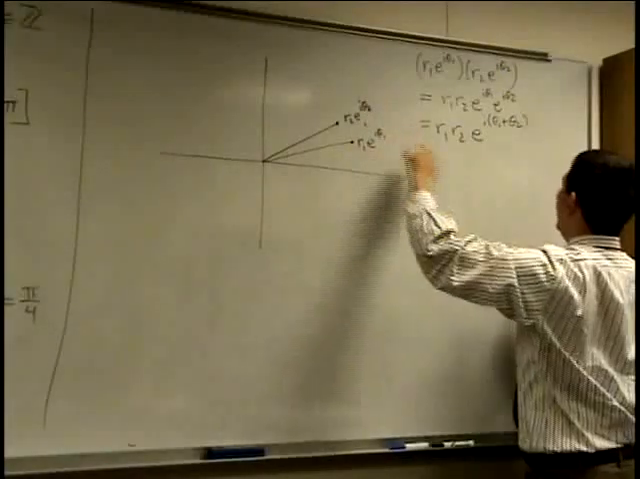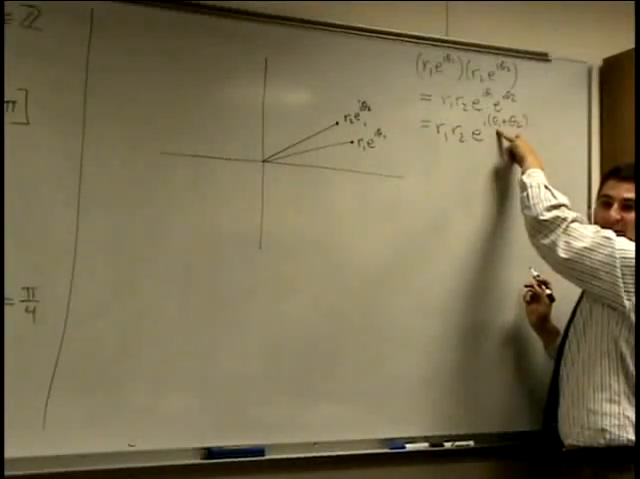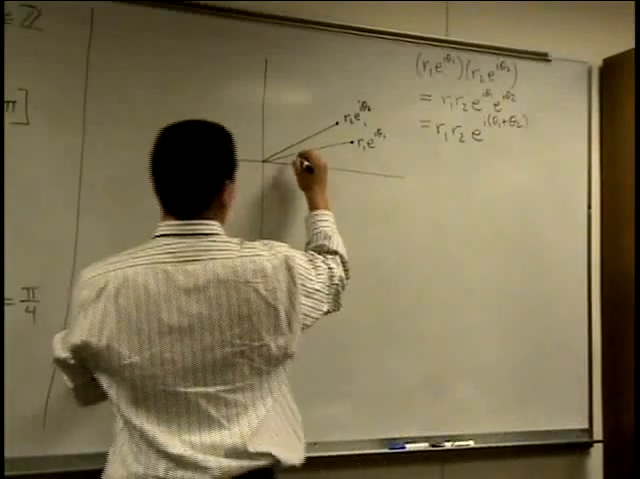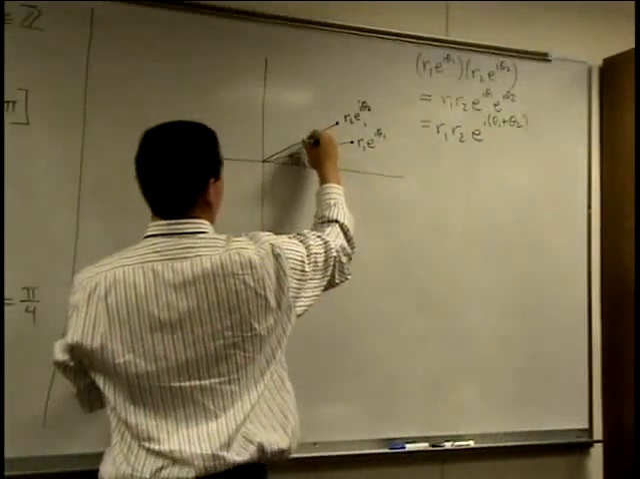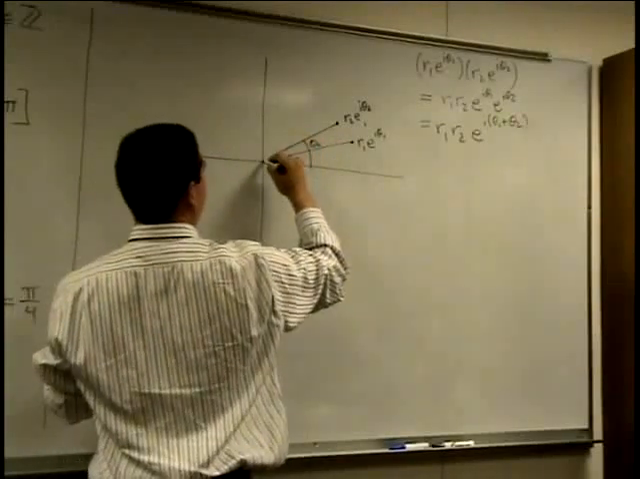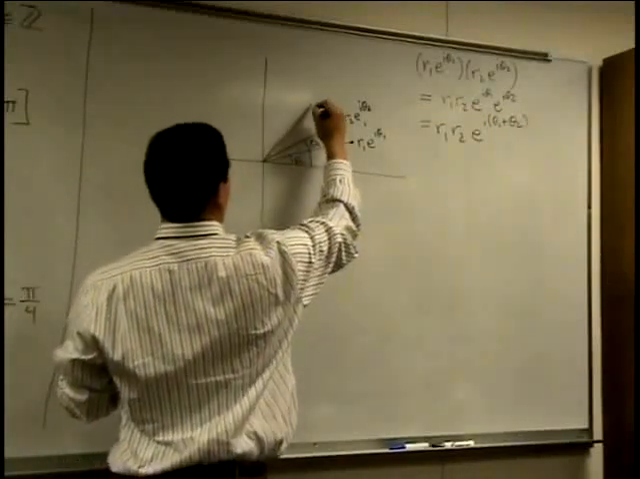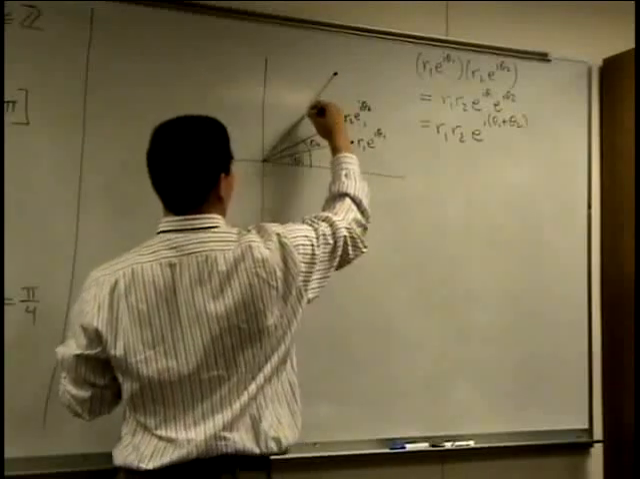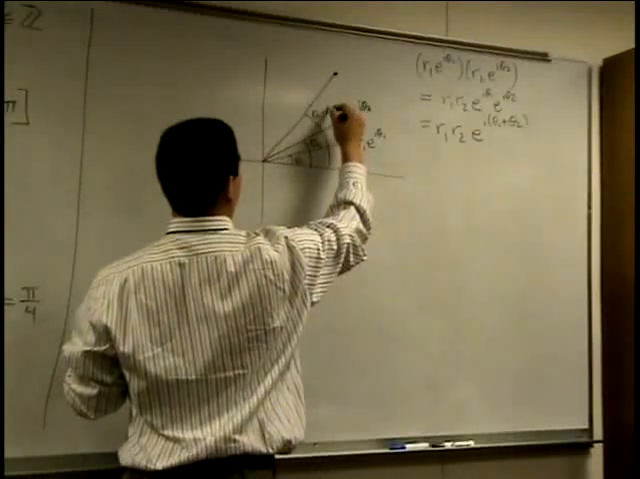And where is it, right? What's the angle? You just add the angles. Right? So here's theta 1, there's theta 2. If you add the angles, well, you're going to get somewhere like there. Right? There's theta 1 plus theta 2.